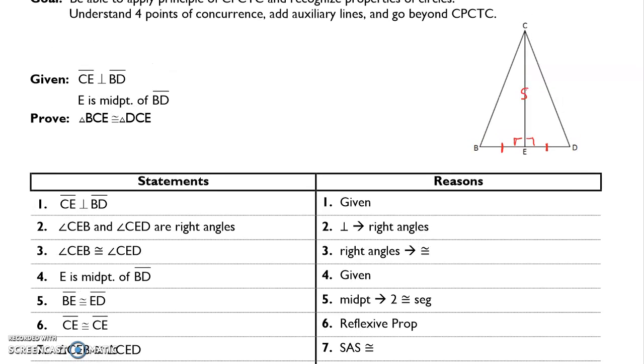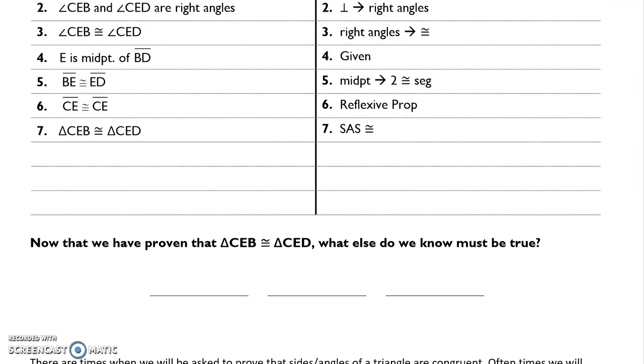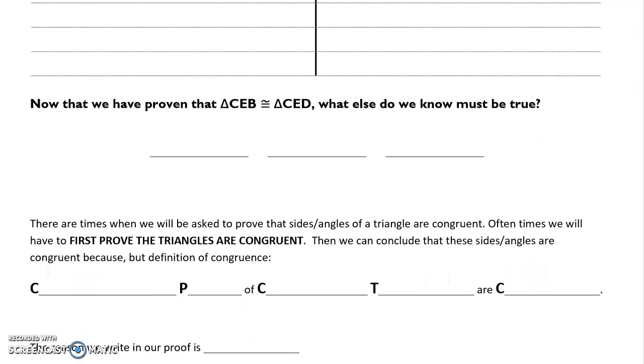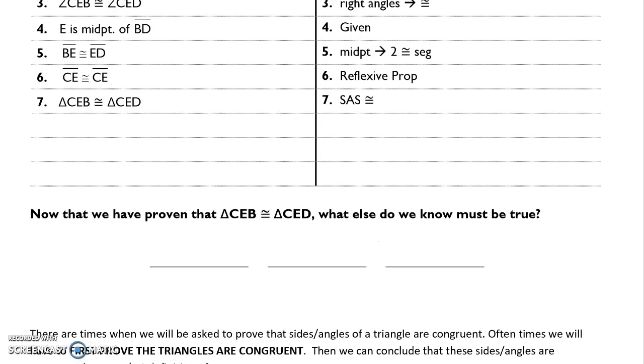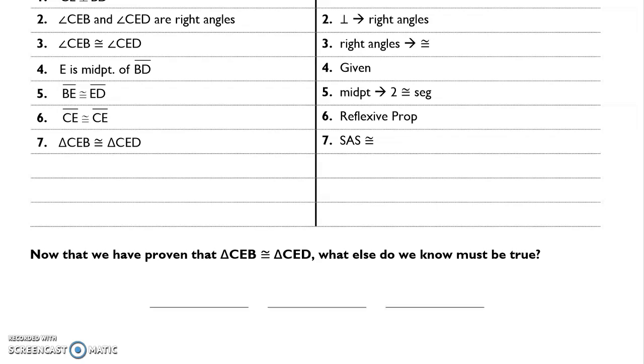However, now that they are congruent triangles, we can actually take a step back and recall what the definition of congruence means. Because my triangles are congruent, it means that I have 6 congruent parts. Well, 3 of them have been named in our proof already. That means there's 3 more that we can now conclude are congruent. We can't assume it, we can conclude it because our triangles are congruent.